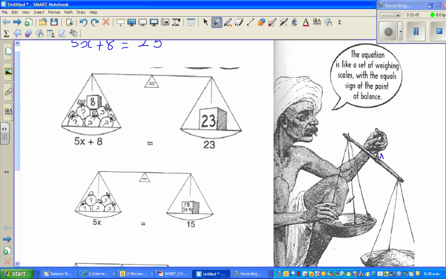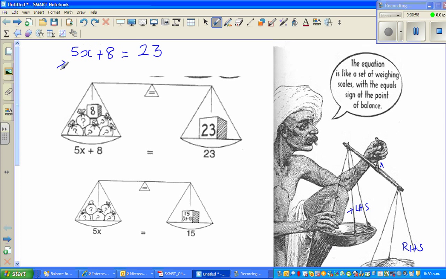So this is called the left hand side, okay? And this is called the right hand side. So here, in this example, this is your left hand side, and this is called the right hand side. So these are the two sides of the balance. So this is 5x plus 8 on one side and 23 on the other side.